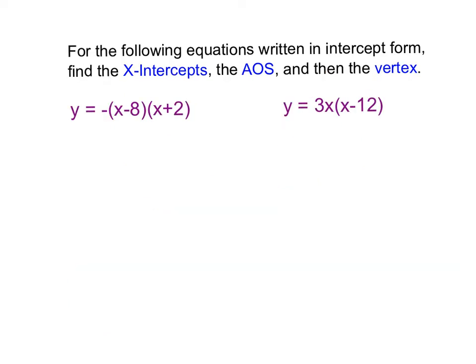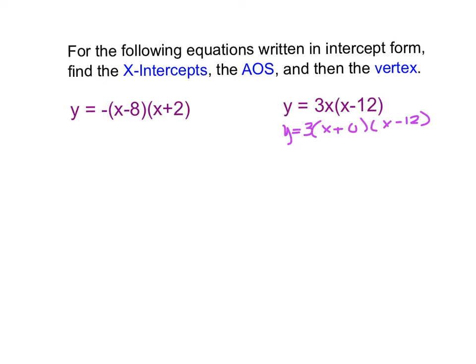So let's do two more examples together with two different quadratic functions. Here we notice they're both written in intercept form. I know that this one on the right doesn't necessarily look like intercept form, but it actually really is, because this x by itself is really saying x plus 0. So even though it doesn't look like intercept form, it is. It's just an implied plus 0 in there. They didn't want to write the plus 0.